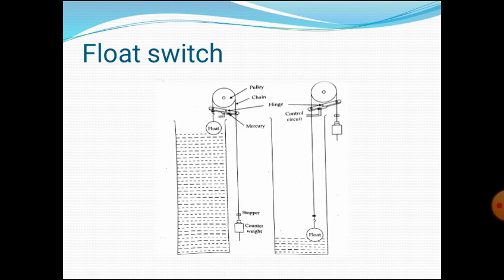It consists of float, pulley, chain, hinge, mercury, stopper, and counterweight. The control circuit switches are operated by floats. The floats actuate the switch through a chain. One end of the chain is connected to a float and the other end to a counterweight. The stopper connected to the chain moves a lever which turns or tilts a closed mercury tube forming a switch contact. When the water level rises, the float switch contacts open. When the water level drops, the counterweight rises and the switch contacts reclose. This is how the float switch works.